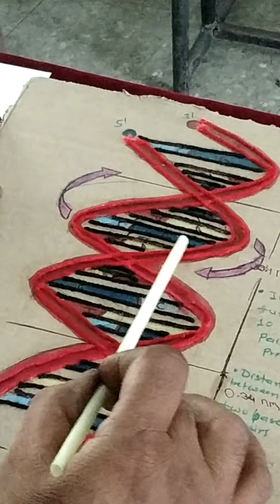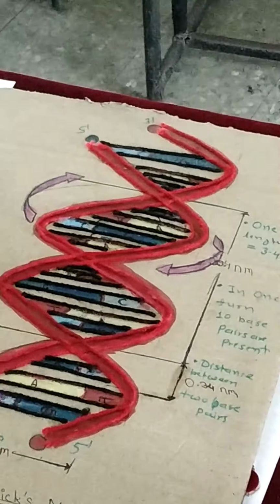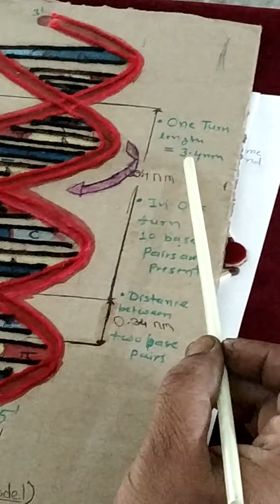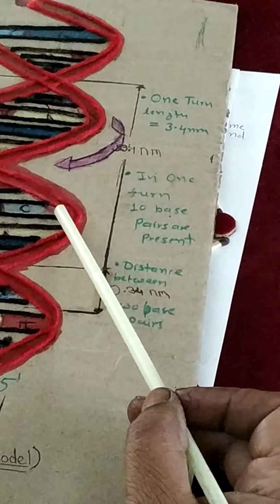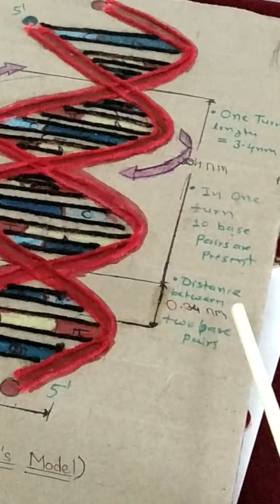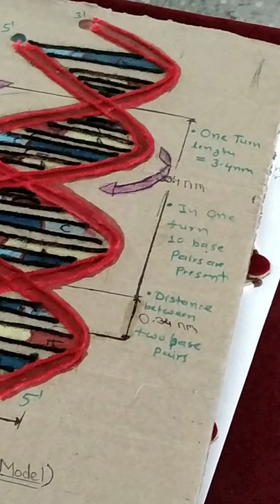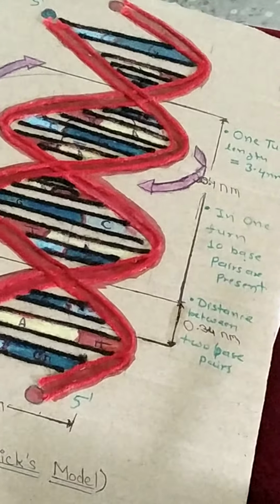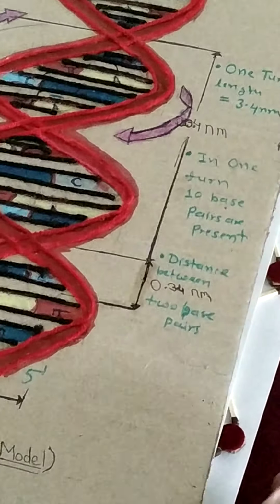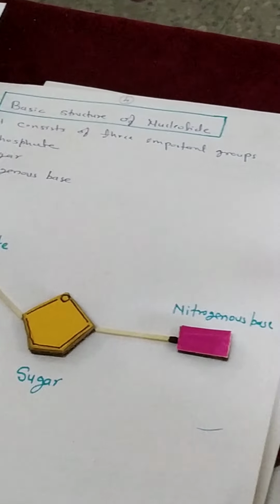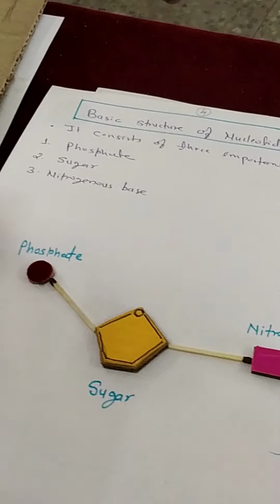There are step-like structures, they are the nitrogenous bases. The length of one turn comes to be 3.4 nanometer. The distance between two base pairs is 0.34 nanometer and the diameter of the loop is 2 nanometer. So we will now see the detailed structure of the monomer, that is called a nucleotide, and its details.